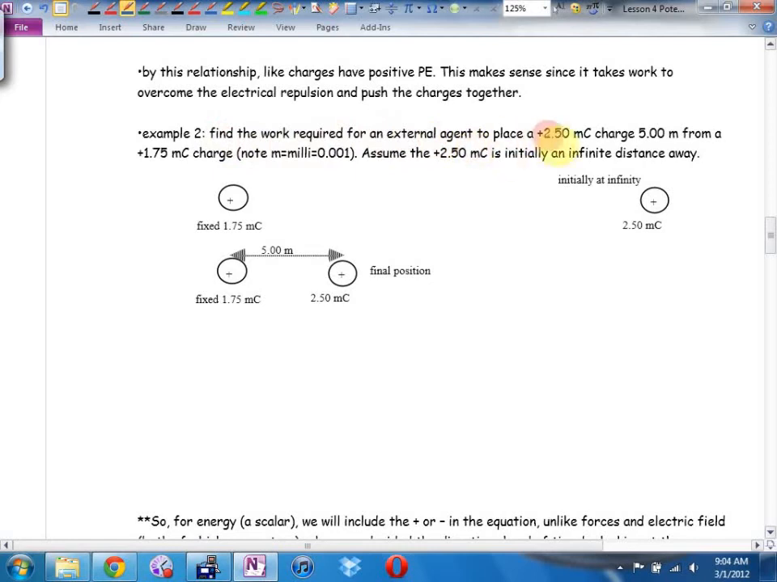Example two says, find the work required for an external agent, invisible angels, to place a positive 2.5 milli Coulomb charge 5 meters away from a positive 1.75 milli Coulomb charge. Note, milli equals 10 to the negative 3. Assume that our positive 2.5 millicoulomb charge is initially an infinite distance away, or far enough away that it essentially feels no force. Okay.